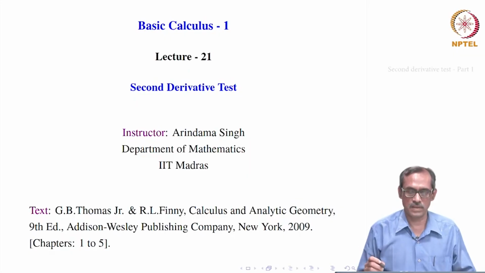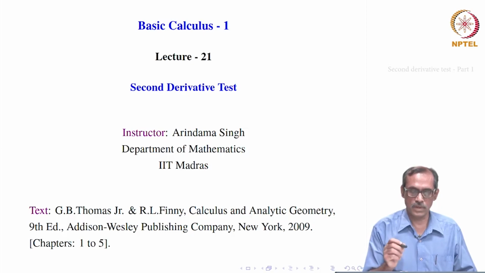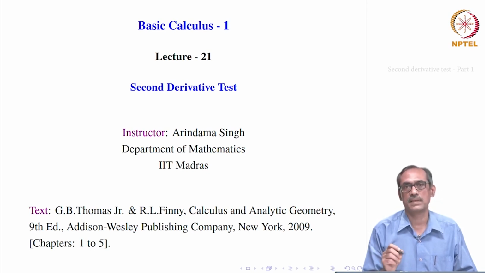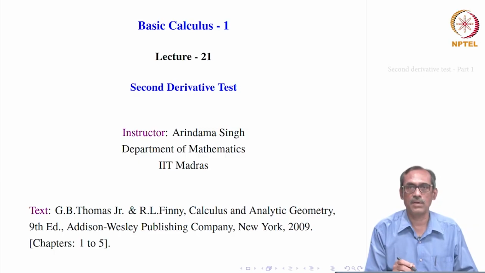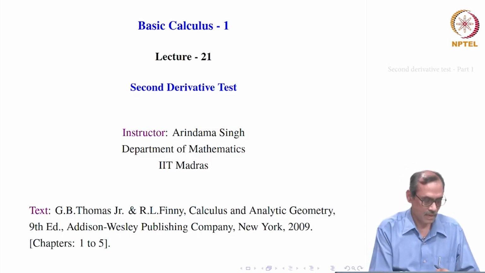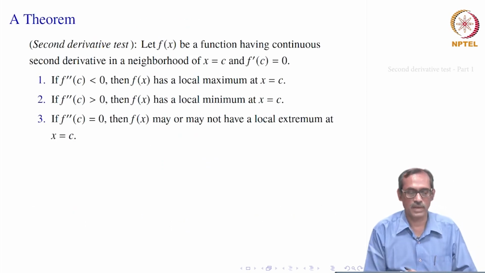Okay, this is lecture 21 of Basic Calculus 1. If you recall, in the last lecture we had discussed how to use the sign change of the first derivative at a critical point to decide whether that critical point is an extreme point or not. Today we will go a bit further: we see how we can use the second derivative for the same purpose. Let us see how far we can go.